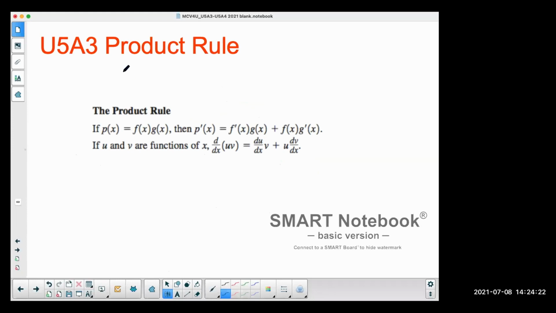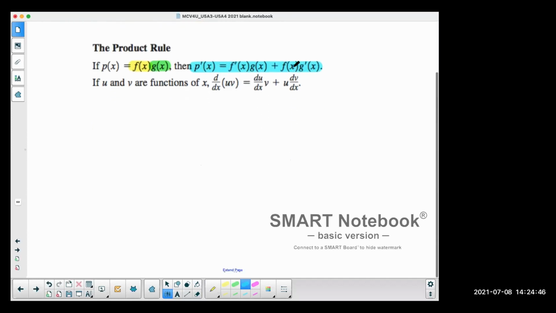A product rule is when you have two things multiplied together. So here in the textbook, they use P, which is the polynomial function, which is equal to f at x multiplied by g at x. And to find the derivative, it's actually going to look like this. We haven't used the other notation, and I'm not going to worry about it.